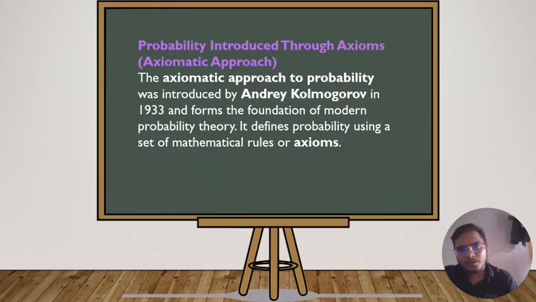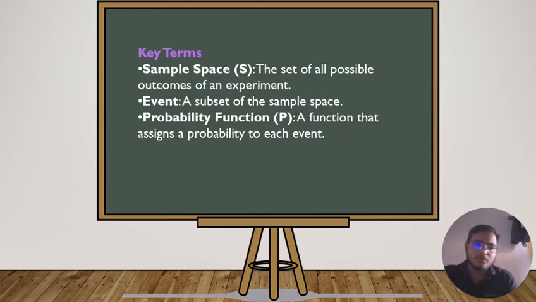Next, probability introduced through axioms. We have 3 axioms in probability. The axiomatic approach to probability was introduced by Andrey Kolmogorov in 1933 and forms the foundation of modern probability theory. It defines probability using a set of rules, or axioms. We can see the key points.